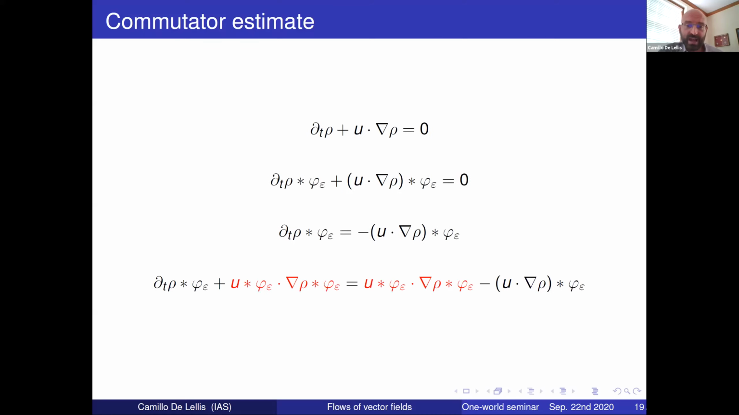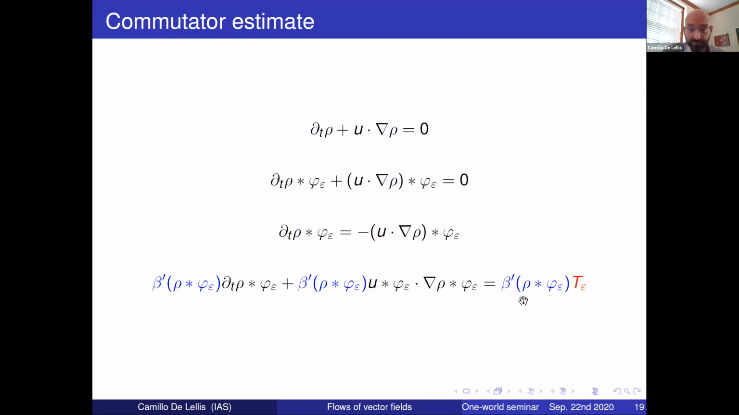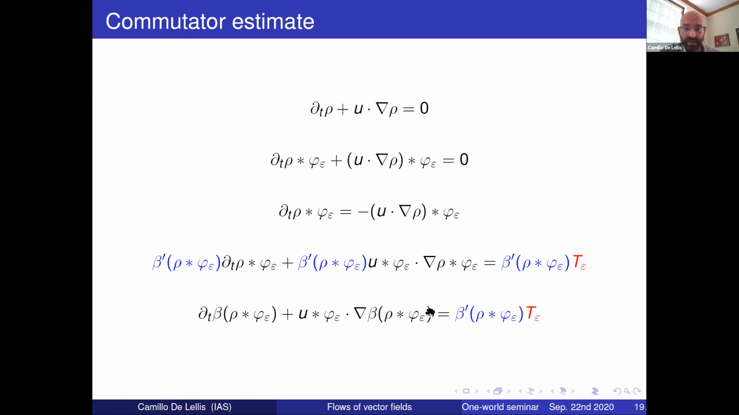Now, if I actually wanted the regularized equation for the regularized vector field, I would have to introduce this red term, which is of course not on the right. And now what you recognize is that you have the regularized transport equation, and here you have a commutator. You could call this commutator T epsilon. You can multiply by beta prime of rho star phi epsilon because everything is smooth. And now you get on the left-hand side the advection of the composition, and on the right-hand side you just get your commutator multiplied by beta prime.